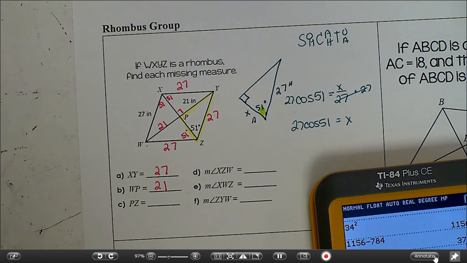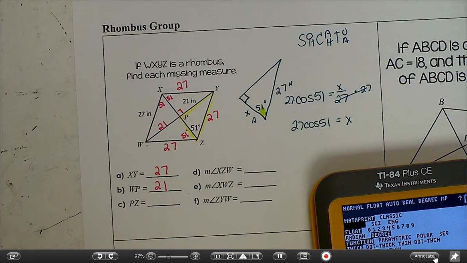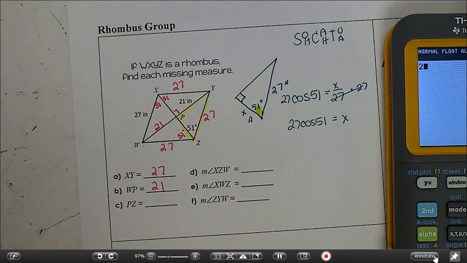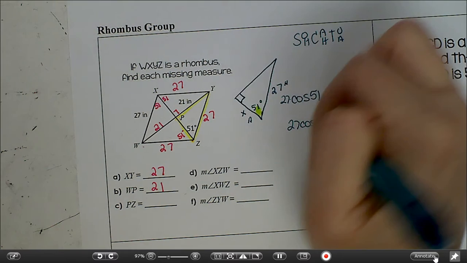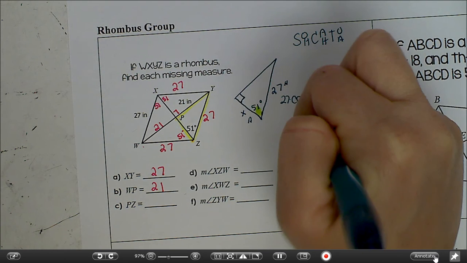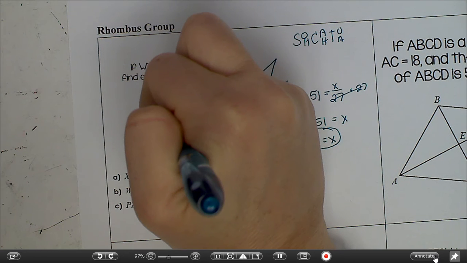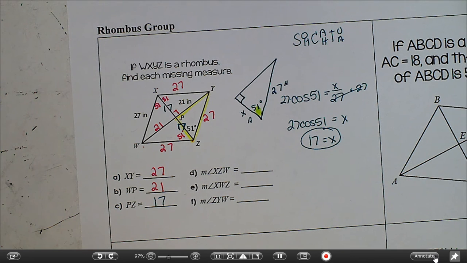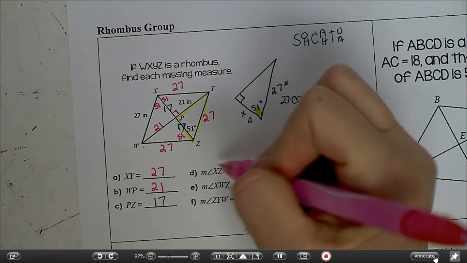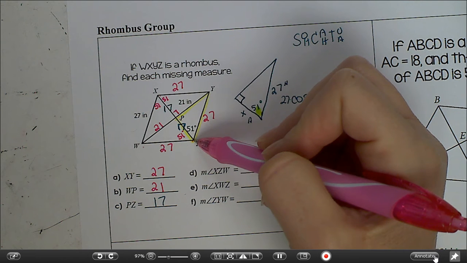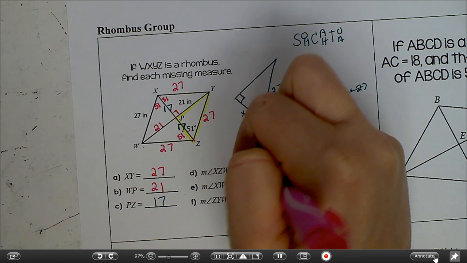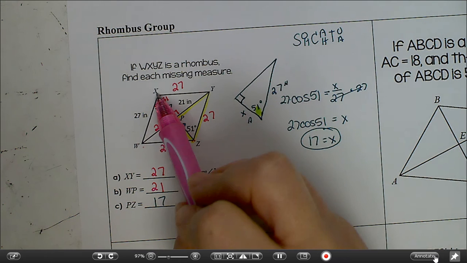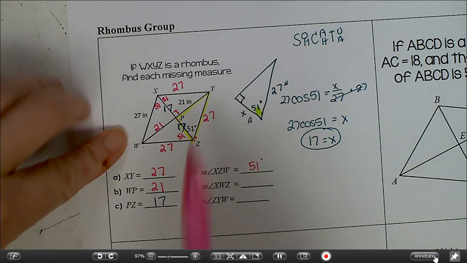Now we want to make sure our calculator is set to degrees, which mine is. And I'm just going to click 27 cosine 51. 17. All right, so PZ is 17. Which means XP is also 17, right? All right, let's look at the angles. XZW, we already found 51. XWZ, well, we don't have that one yet, so let's check that one out.